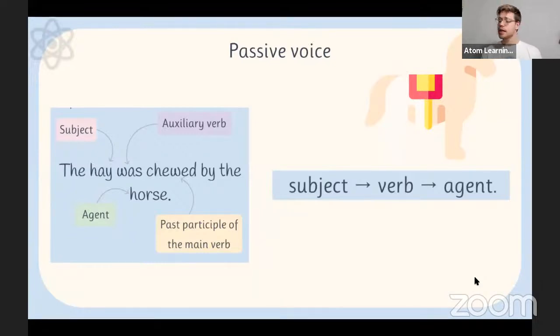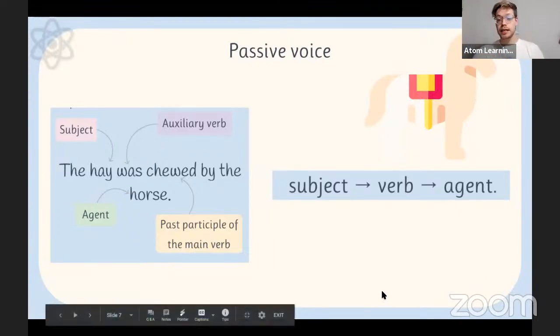So I'd say a key thing that helps me identify the passive voice is that auxiliary verb. The was is a very useful verb for identifying the passive voice. The by as well features a lot in the passive voice. So the hay was chewed by the horse. Notice here, instead of having subject, verb, object, like we do in the active voice, we have subject, verb, agent. So a subtle but important difference. That is the key difference between the active and the passive voice.